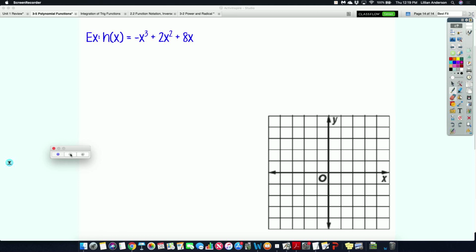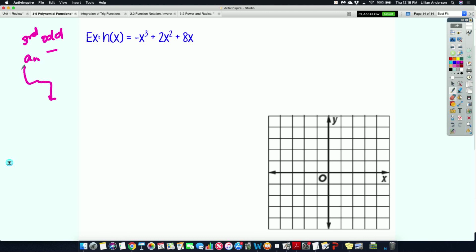Let's talk about our end behavior. Is n positive? Is n even or odd? Odd, because it's to the third power. And is a sub n positive or negative? Negative, which means based off of the notes earlier, this graph should look like this.